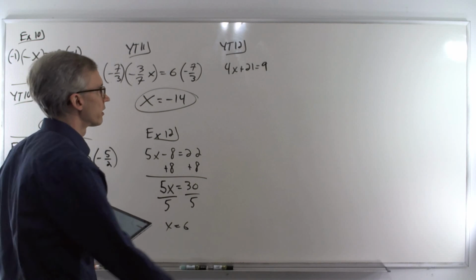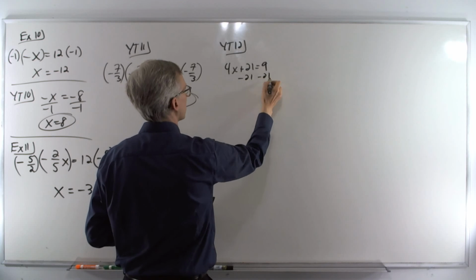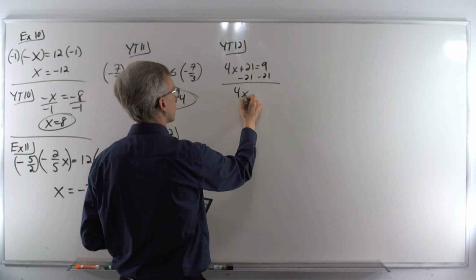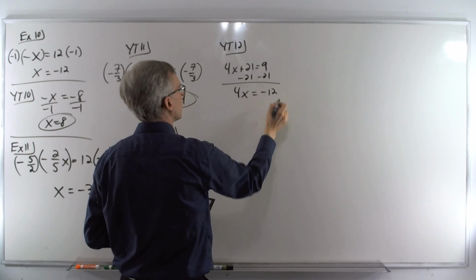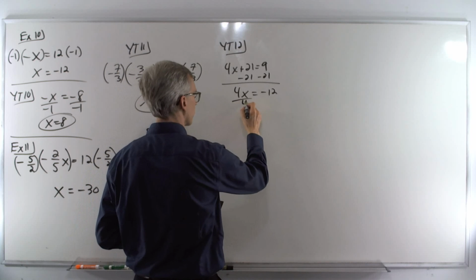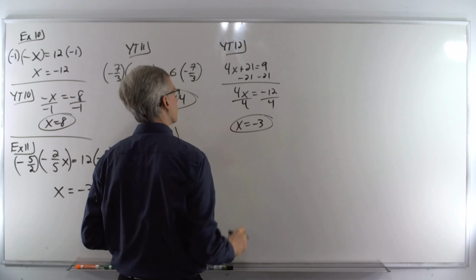So we're going to start with the constant. Get rid of that by subtracting on both sides. And get negative 12. And then divide by 4. X equals negative 3.